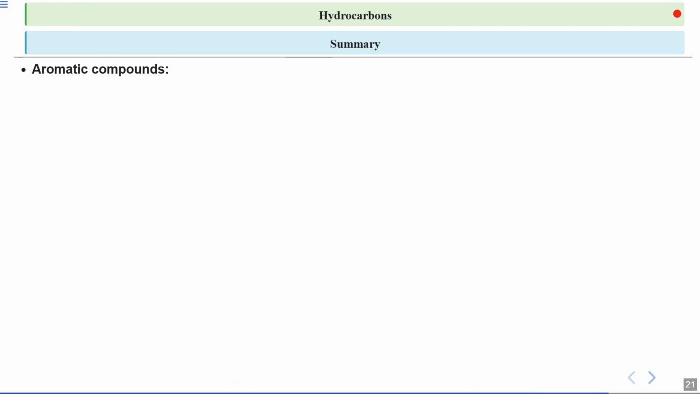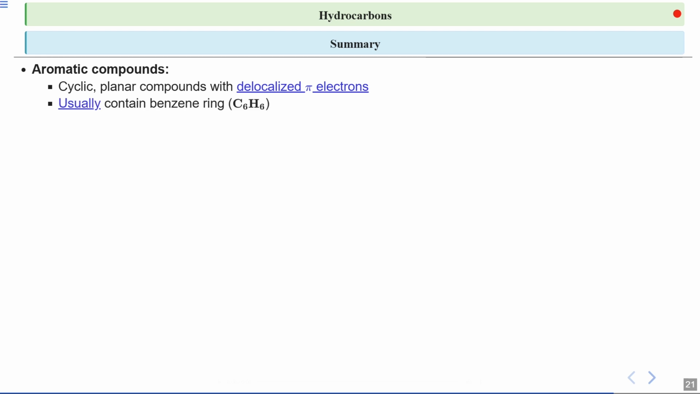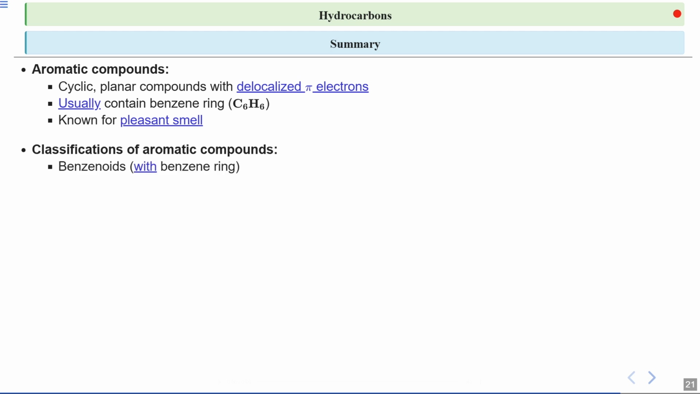So let's summarize today's class. We started with aromatic compounds, which are cyclic, planar, and have delocalized pi electrons. Next, almost all of the aromatic compounds that you will study in the upcoming classes will contain a benzene ring, which is C6H6, and they have a pleasant smell. After that, we have the classification of aromatic compounds as benzenoid, containing a benzene ring, and non-benzenoid, containing no benzene ring.